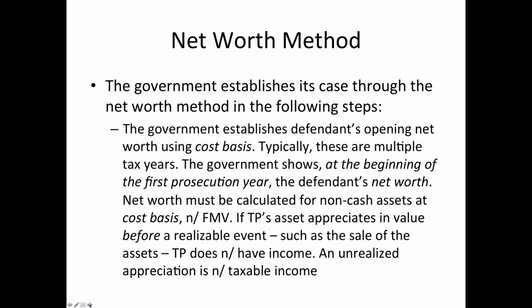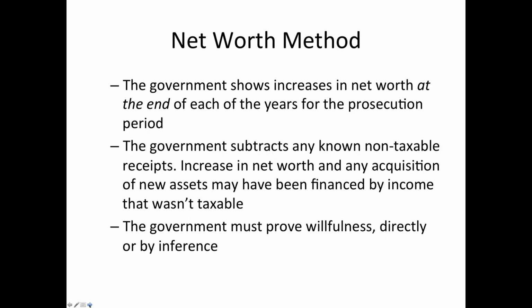The government shows increases in net worth at the end of each of the years for the prosecution period. And then the government subtracts any known non-taxable receipts. The increase in net worth and any acquisition of new assets may have been financed by income that wasn't taxable. The government, of course, will have to prove willfulness directly or by inference.